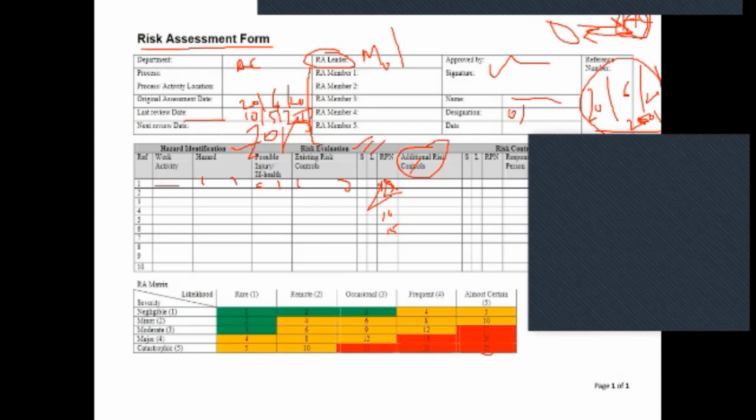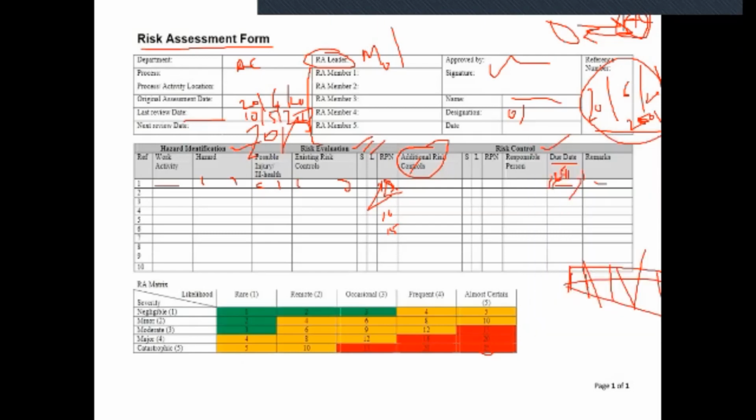Here we have identified the due date. Within the due date we finish the work.